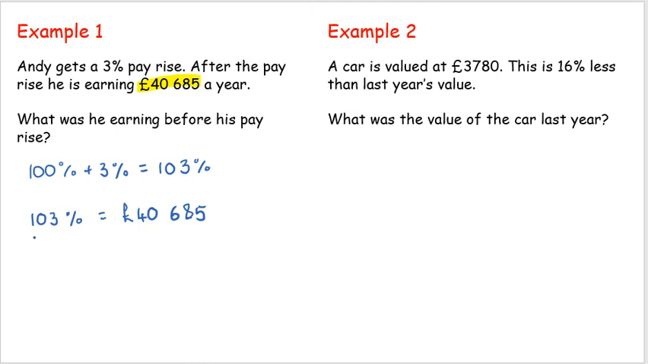Now, from there, again, I'm going to go down to 1%. Let's see what 1% represents in the first place. The way we do this is we take this percentage quantity and we divide by that number. So I'm going to divide by 103. But if I do that to one side of my equation, I need to do the same to the other. So I divide that by 103. So 1% is equal to, let's see what 1% represents. And the way we do that is we take our 40,685 and we divide it by 103, which gives us 395.